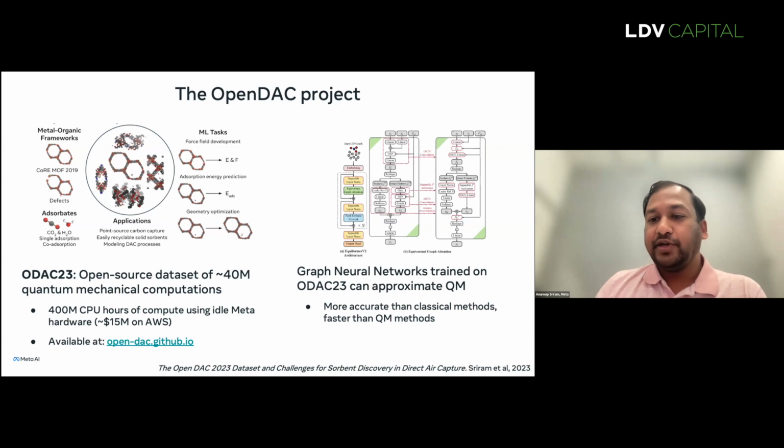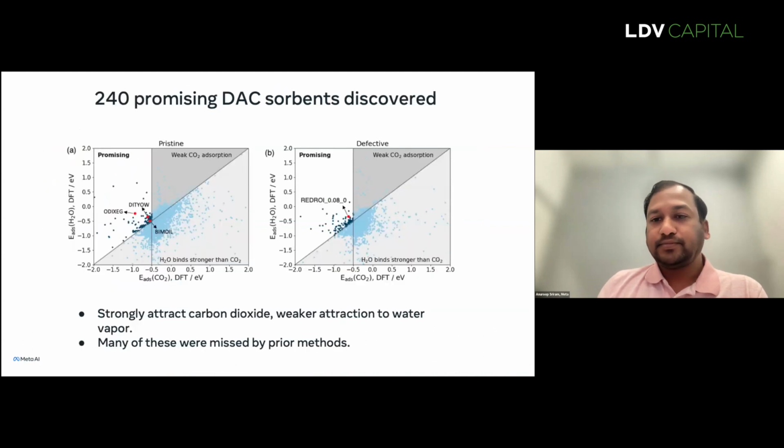Next, we trained state-of-the-art graph neural networks based on the Equiformer V2 architecture that was developed by our team. This model is much more accurate than classical methods and also much faster than the quantum methods. Using this data set and this model, we were able to discover over 240 potential sorbents that were previously unknown.